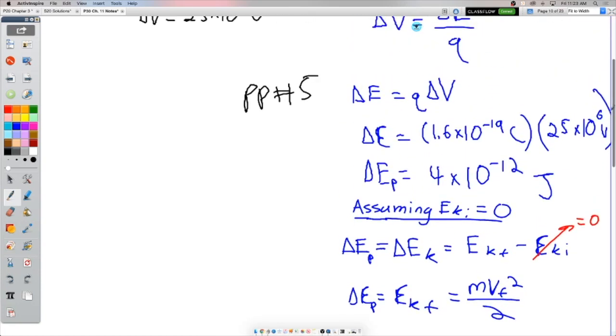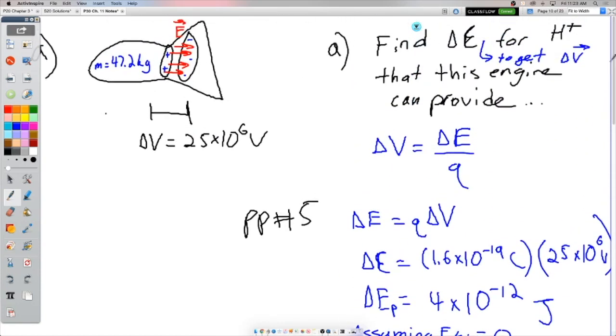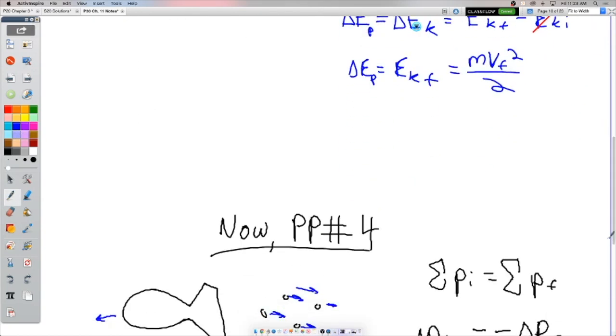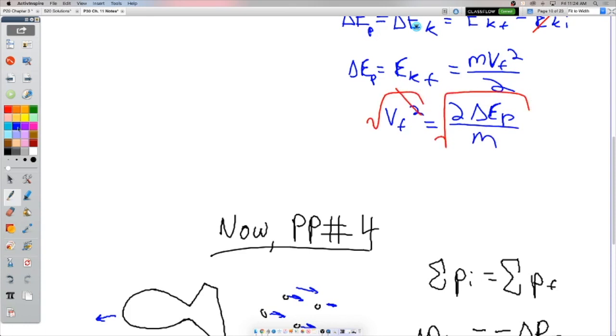Okay, what were we trying to find? We're trying to find the change in energy it can provide for hydrogen ions. Not really the change in energy, it is the change in V, because we are looking for the VF, which if we started at 0, VF is the change in V, right? So then VF squared equals 2 times the change in EP over the mass, and we'll just square root. Okay, and now we're ready to solve.